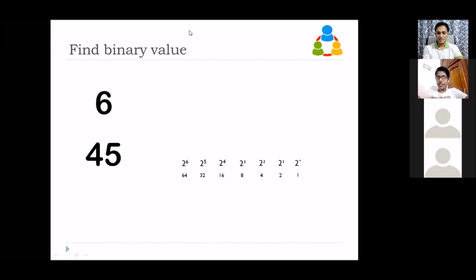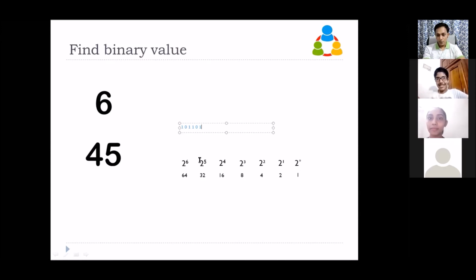I will write one second. 1 0 1 1 0 1. Tell the number. 1 0 1 1 0 1. Okay. So this is 1 plus 4 is 5, plus 8 is 13, plus 32 is 45.